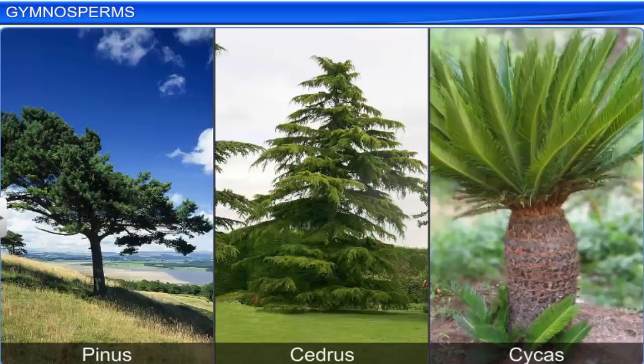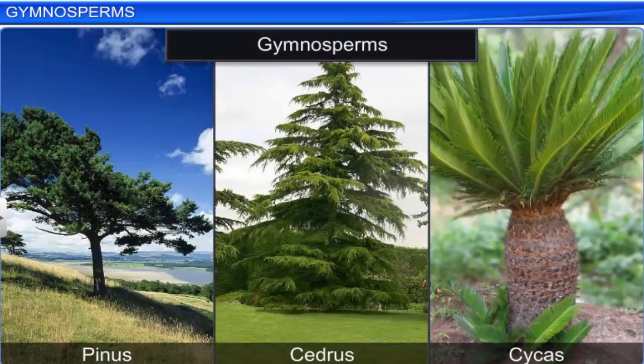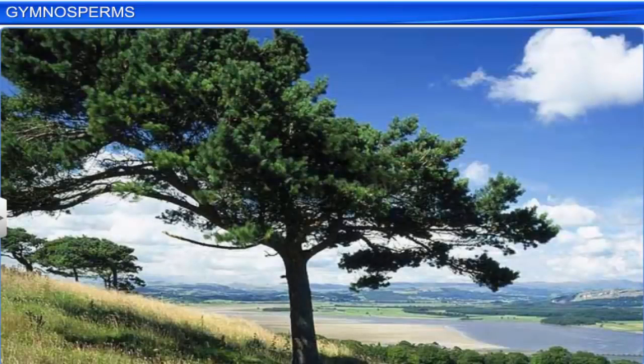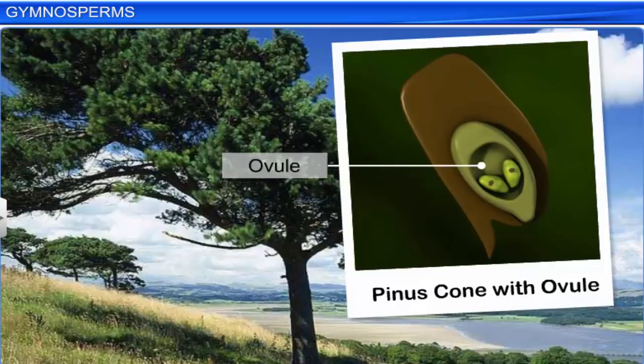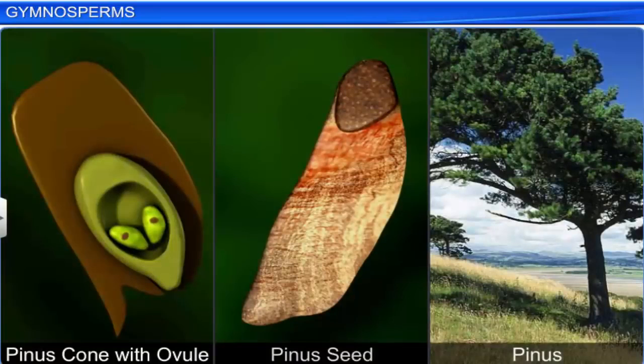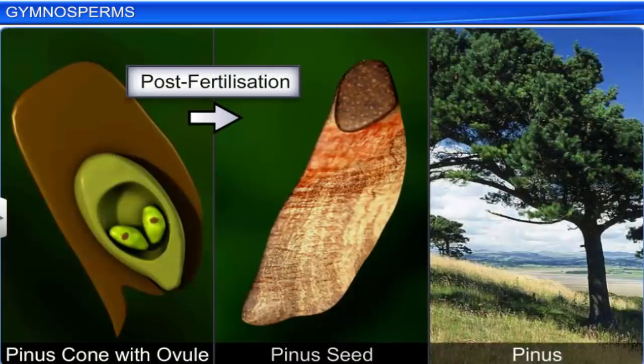It is common to find trees such as Pinus, Cedrus and Cycas growing in the cooler regions of India. All of them are gymnosperms, a group of plants in which the ovules are not enclosed by an ovary wall and remain exposed or naked before fertilization as well as post-fertilization when they develop into seeds. These seeds germinate to give rise to new plants.